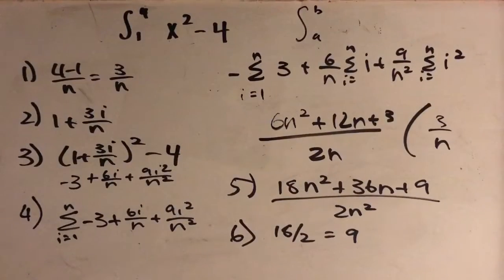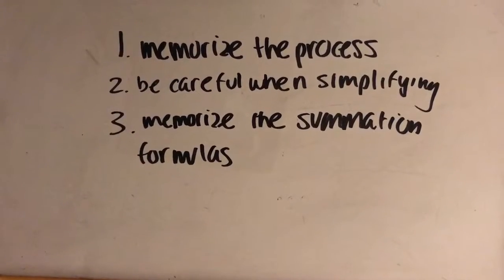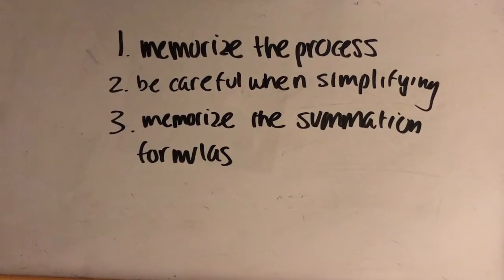So overall, although this process may seem long and kind of pointless after knowing about the shortcut, it's really helpful in showing us how and why we do this to find areas under curves. So overall, just some final tips is to memorize the process and be familiar with the steps. To be careful when simplifying because there's a lot of steps and a lot of places to go wrong. And lastly is to memorize the summation formulas because you won't be able to solve the integral without them.